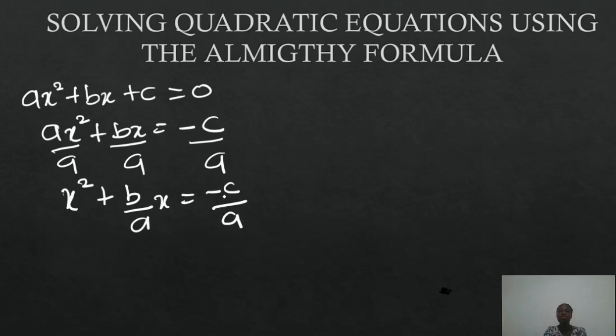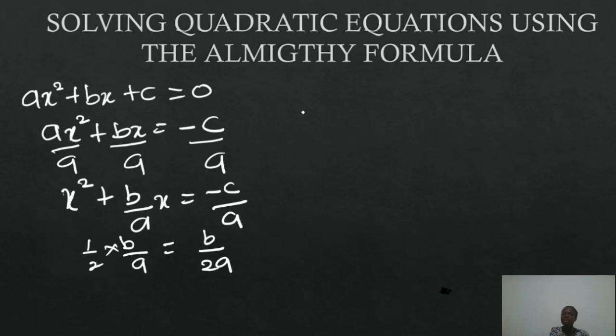Now what you are supposed to do next is to find half the coefficient of x, then we are going to square it and add it to the right hand side of the equation and also add it to the left hand side of the equation. So you are going to find half of this, which is going to be 1 over 2 times b over a. So you are going to get b over 2a. So you are going to square this, add it to the right hand side of the equation and also add it to the left hand side of the equation.